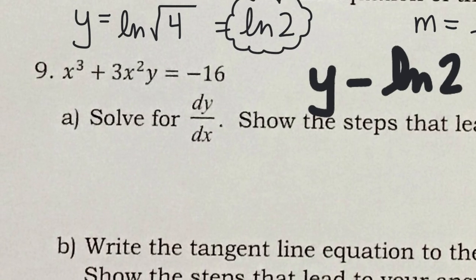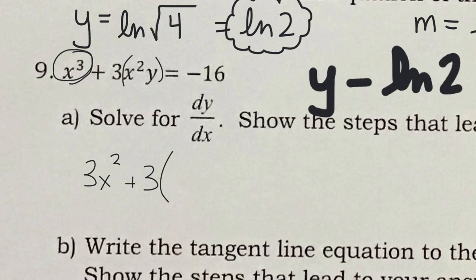So take them one at a time. The derivative of x cubed, that's just 3x squared, plus 3. Okay, we're going to pull the 3 out and use the product rule to find the derivative of x squared times y. So we're going to use the product rule on x squared y. Okay, so pull the 3 out.